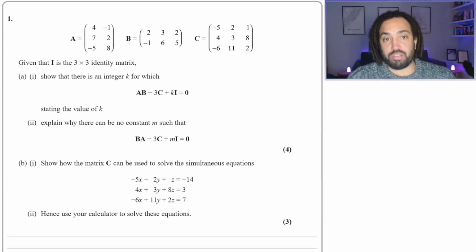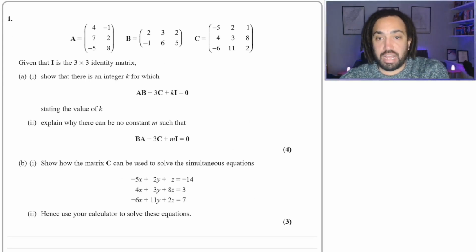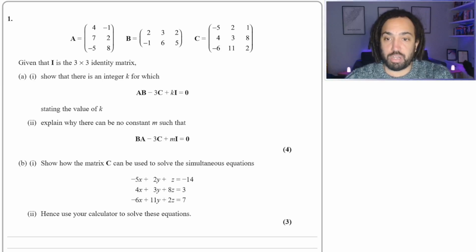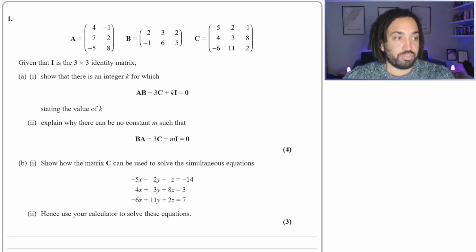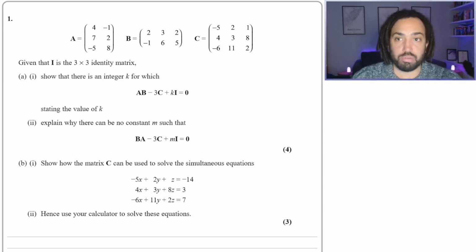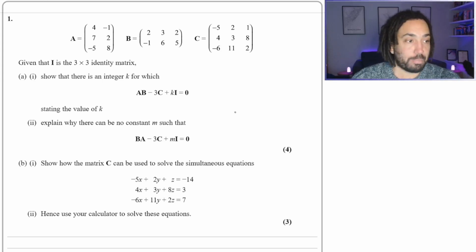Right, we're starting with matrices. It says show that there is no k for which AB minus 3C plus kI equals 0. No problem. Let us get started by multiplying A and B.